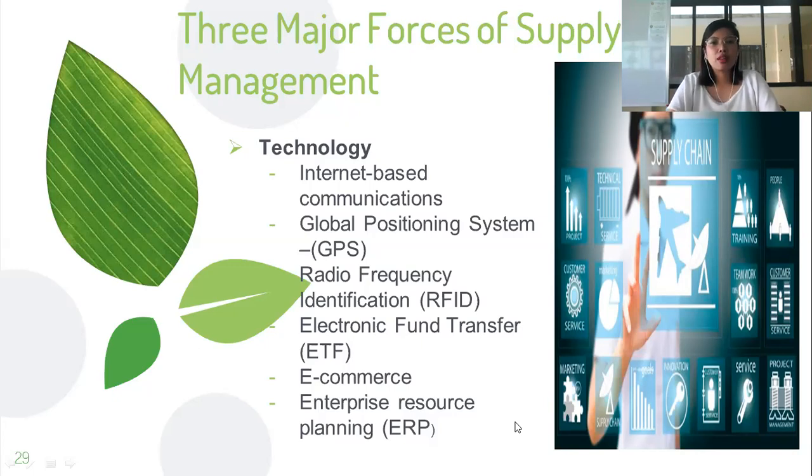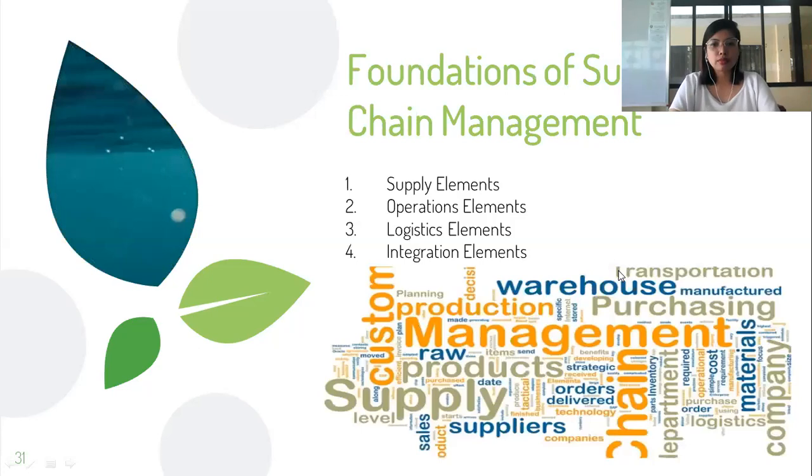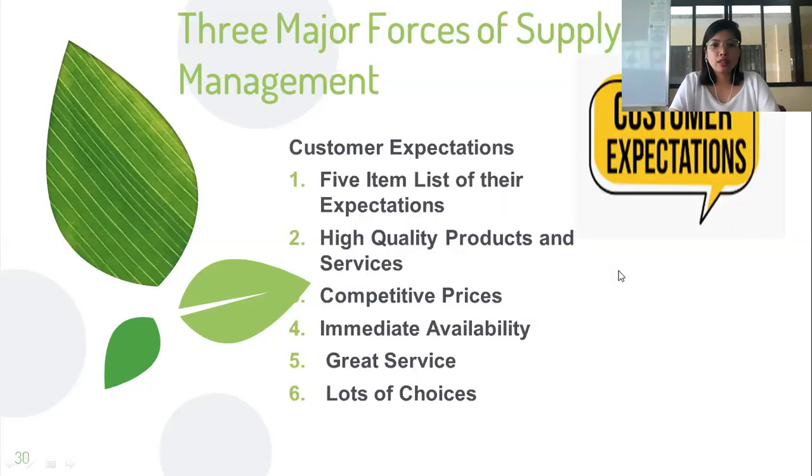Okay. So there are three major forces. We have the customer expectations. Prior to that, we have the globalization and the technology. Under customer expectation, we have a five-item list of their expectations: high quality products and services, the prices, immediate availability, great service, and many choices. So it's very hard to please the customers.